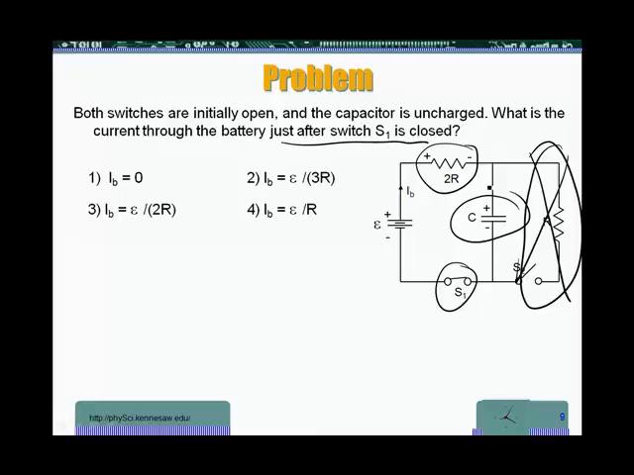The minute we close a switch for an RC series circuit, the current is the voltage of the battery, in this case E, over the resistance of the circuit, the series resistance of the circuit. In this case, that's going to be E over twice R. So that should be my answer.